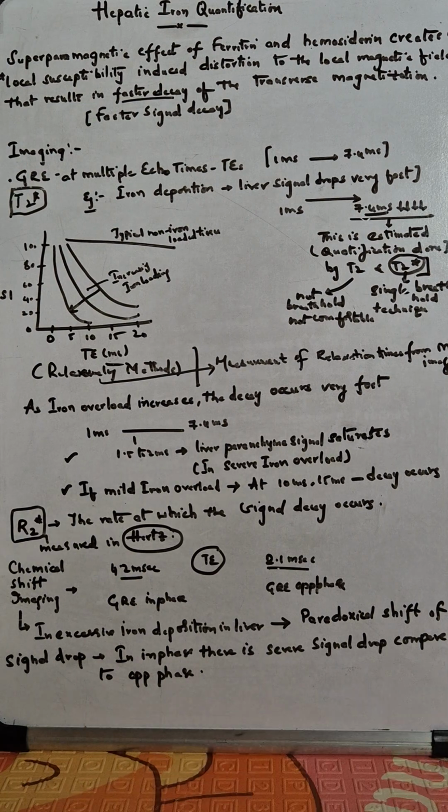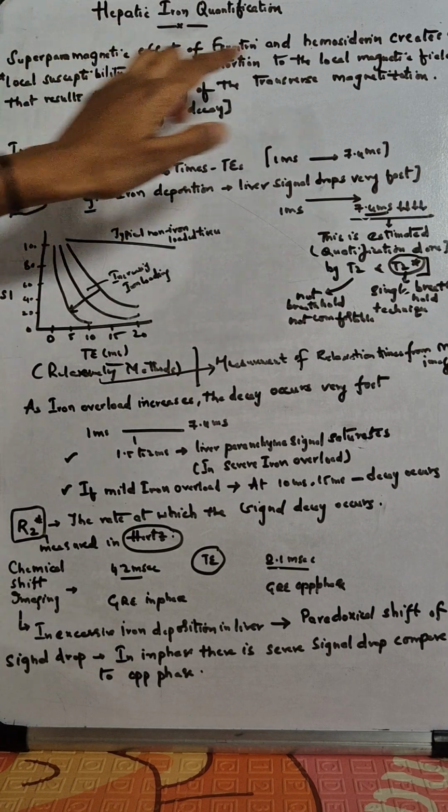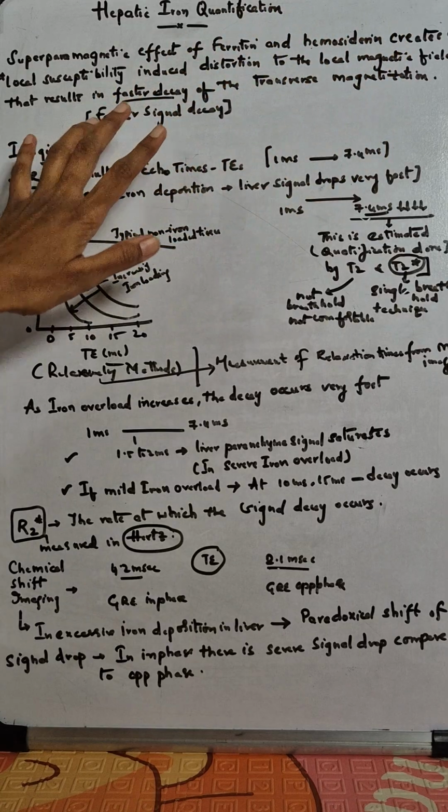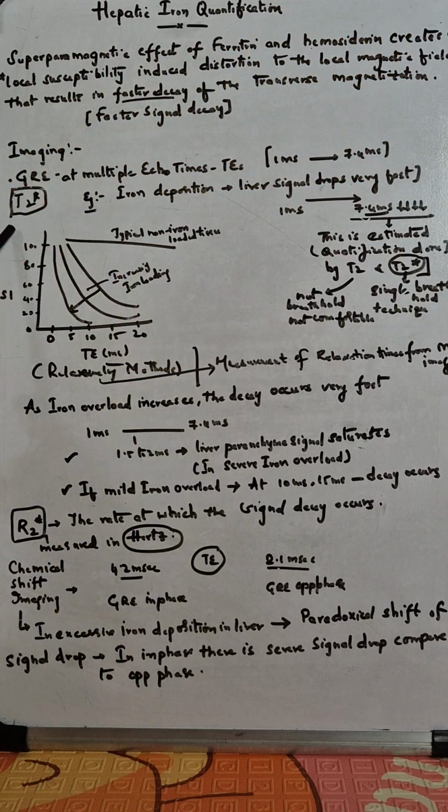This sentence you remember. If you write this sentence, it's enough in the exam. In the exam, when they ask what you will do, you write T2 star. Write: superparamagnetic effect, it causes distortion of the local magnetic field, faster decay. You write about T2 star, and mention T2 star GRE, and underline them.